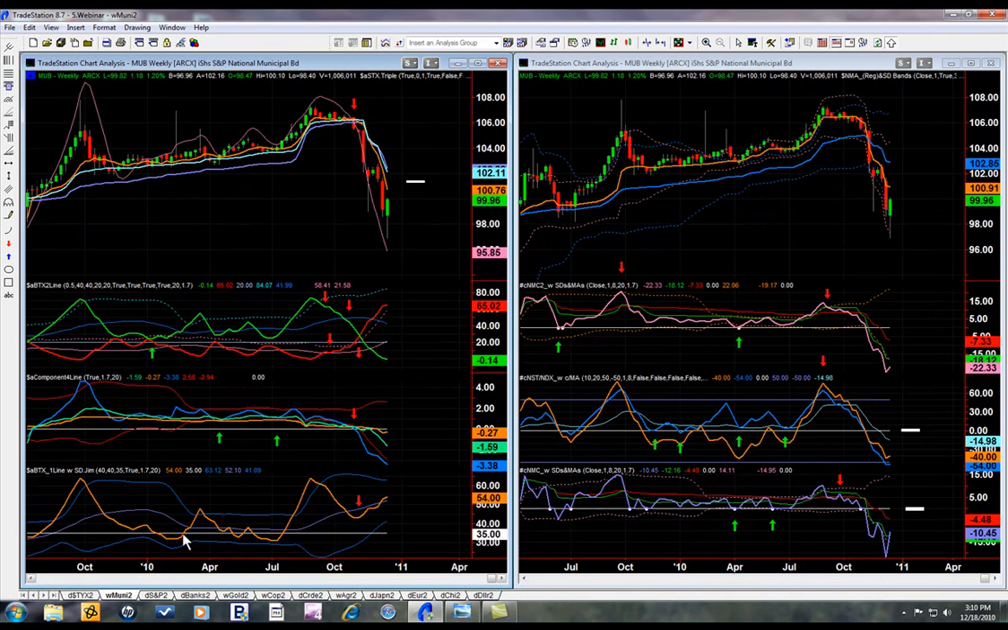Let's now look at muni bonds. Of course, it's becoming common knowledge that the municipal states and cities are in serious trouble. States have currently a $114 billion deficit cumulatively, and they have $1 trillion in unfunded pension obligations. And they don't have the ability to print money.